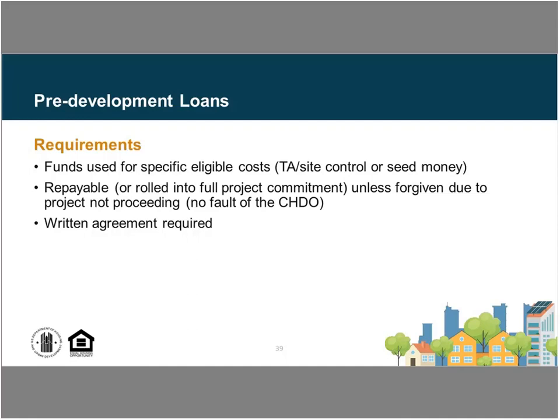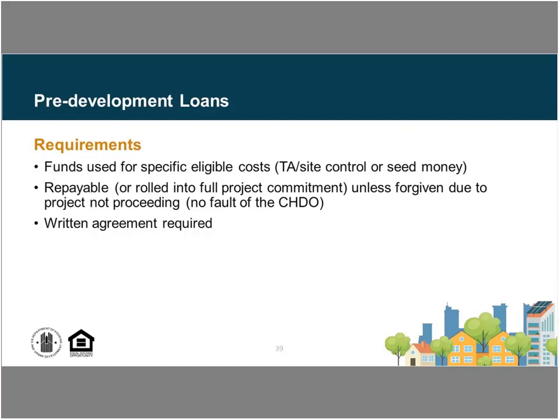But if this project does not go forward, this is the one case where the CHDO could actually be forgiven. We don't hear of forgiveness a lot in the HOME program, but this is where they've used the pre-development funds and they've determined that that project's not viable. So maybe they used the funds and did a market study, and the market study came back saying there really isn't an adequate demand for this kind of housing. It's not going to be a viable project. And so based on that, you've done your due diligence and you're not going forward.